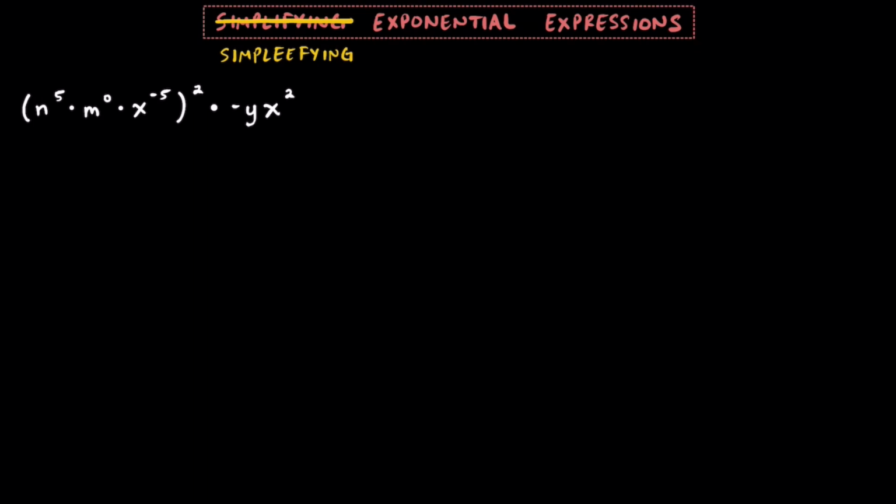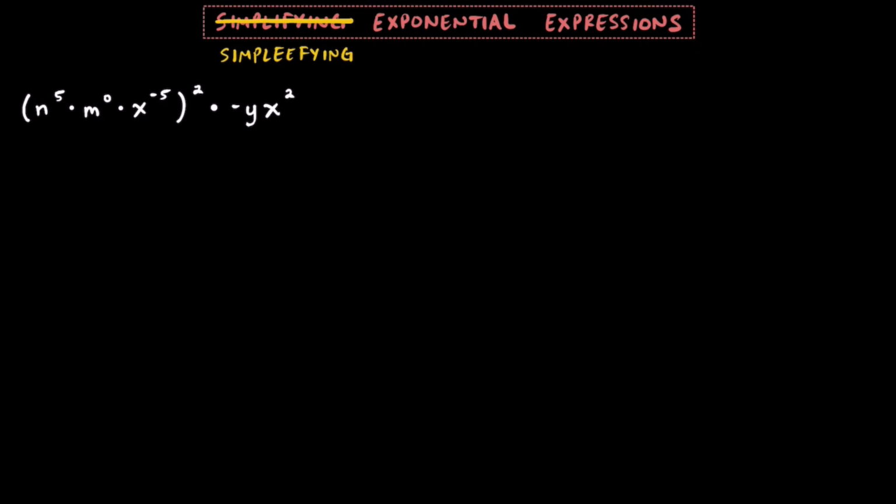Here's another one. In this problem, we have the quantity of n to the 5th power times m to the 0th power times x to the negative 5th power, all raised to the 2nd power, times negative y times x to the positive 2nd power. Now, if you'd like to pause and try this on your own, give it a go. Otherwise, let's go over it together.